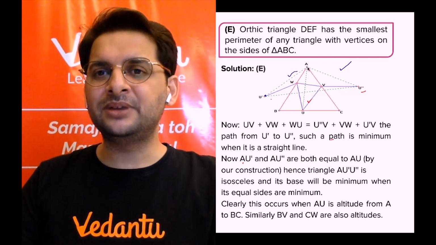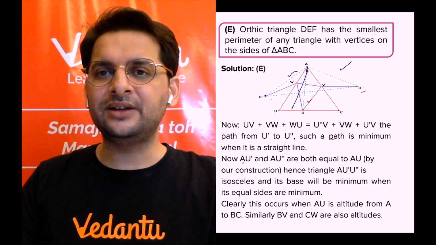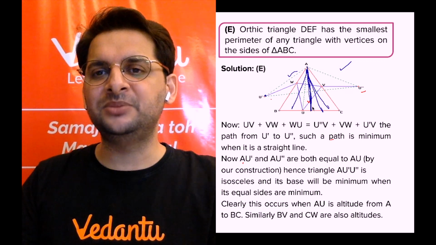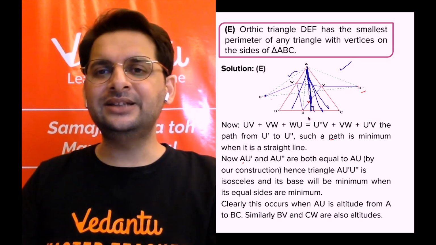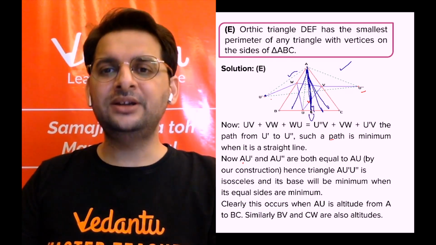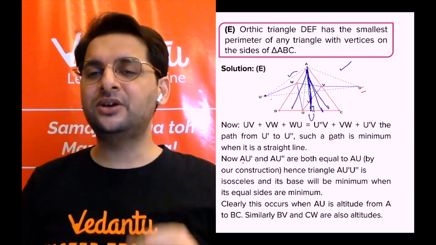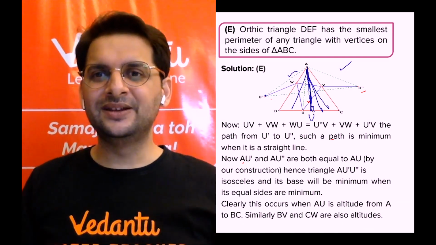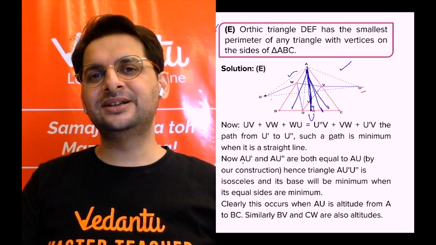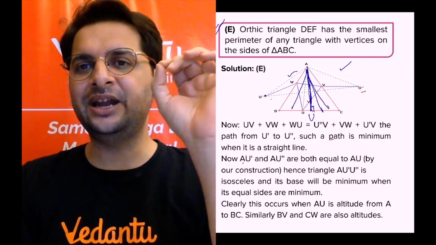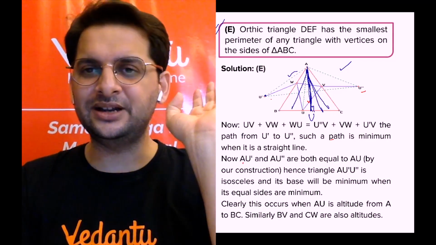And AU can take all these values, right? So when will AU be minimum? When it is perpendicular to BC. So this would be the minimum length. And hence, U lies on the foot of the perpendicular from A to BC. This is how we define the orthic triangle, and hence proved. So you have to remember this, guys: the orthic triangle has the smallest perimeter of any triangle with vertices on the sides of triangle ABC.